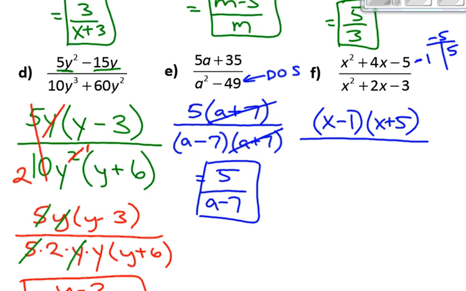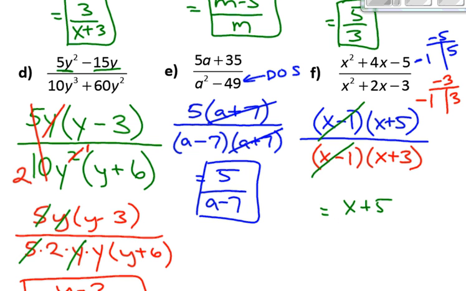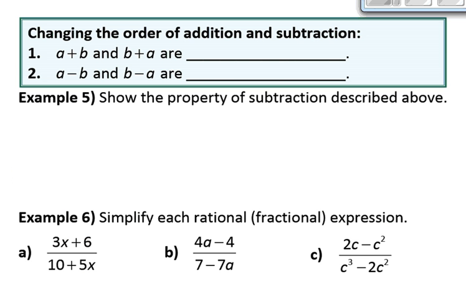Then the denominator, we have to use the AC method. A times c is negative 3. And so the only factors of negative 3 are 1 and 3. And to get positive 2, we have to subtract 1. So the denominator will be x minus 1 times x plus 3. Then you see that the x minus 1s will cancel, leaving us with x plus 5 over x plus 3. Now remember that when you get something like this, you cannot cancel the x's in this because we're adding instead of multiplying. So this is completely simplified.